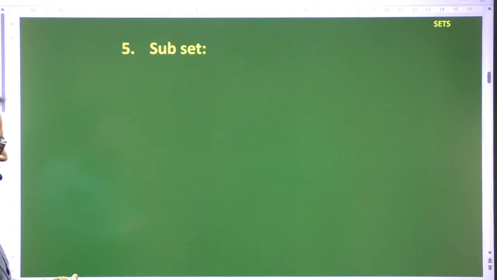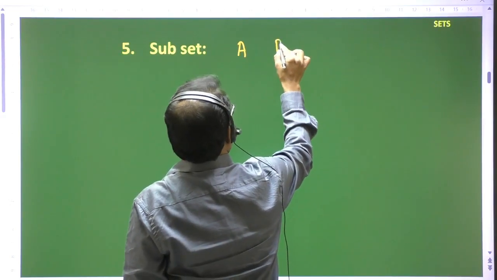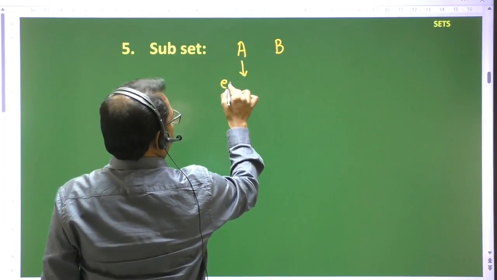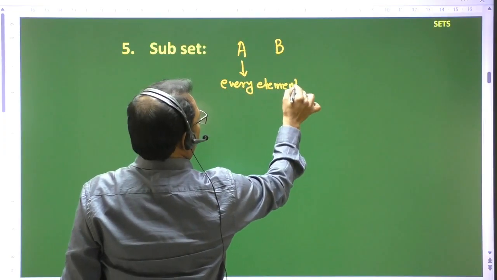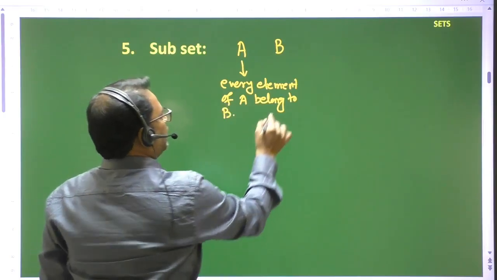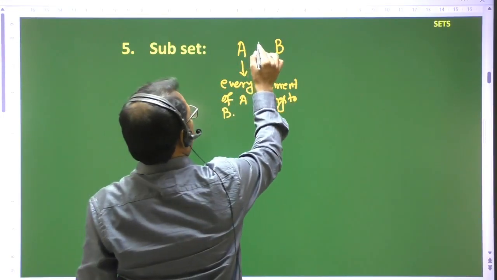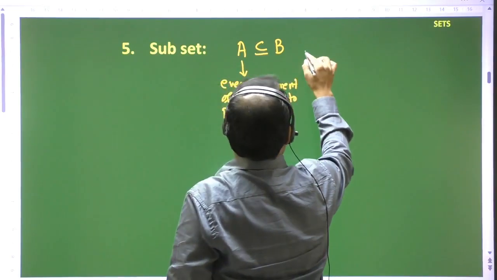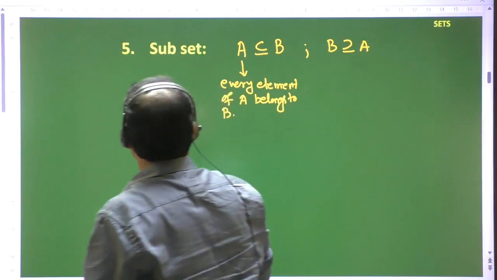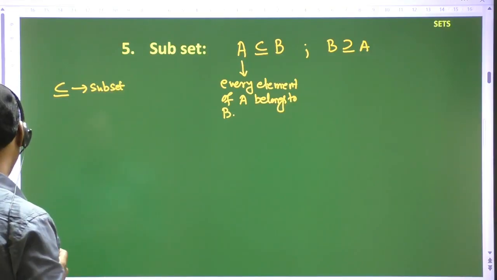Now coming to the subset. A set A is called a subset of a set B if every element of A is an element of B. Every element of A belongs to B. If every element of A is a member of B, then we call A the subset of B. In the same sense, in this situation we call B the superset of A. So this is the notation we use for the subset.